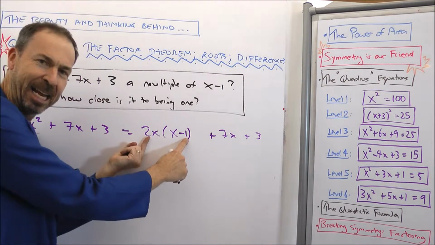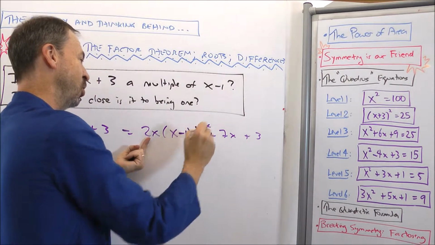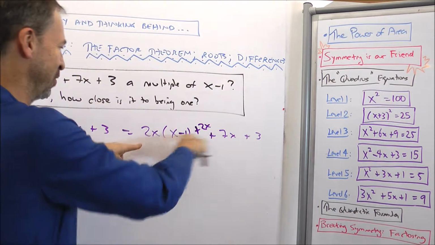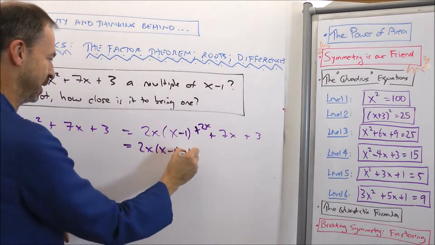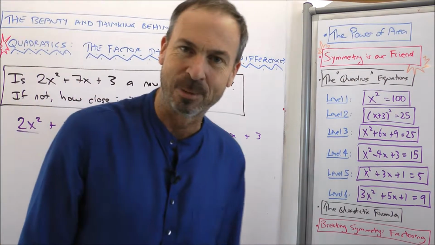This actually brought in a negative 2x, which shouldn't be there, so let me counter that with a positive 2x. So that's undone the change I've made. So I think we're still good. All right, so now I can see I've got 2x times x minus 1 plus 9x plus 3. That's now a multiple of x minus 1.